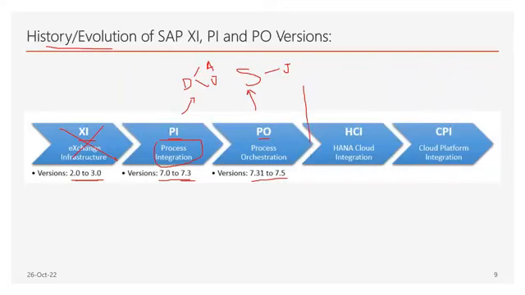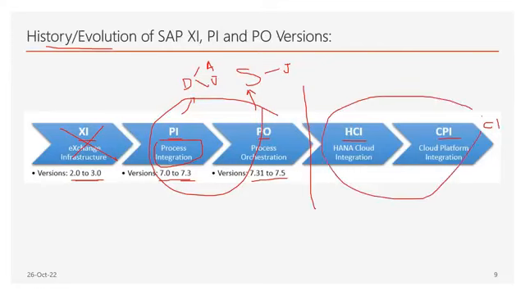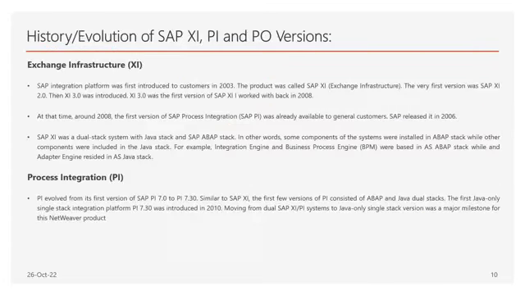Apart from this, we have other middleware tools in the market, which is nothing but Cloud Integration. Initially we called it HCI, later we called it CPI, and now we call it CI, Cloud Integration. This is completely different from PI/PO, where PI/PO is an on-premise middleware tool, and CPI is a cloud middleware tool. Both are provided by SAP, but this one is on-premise and this is a cloud-based tool.